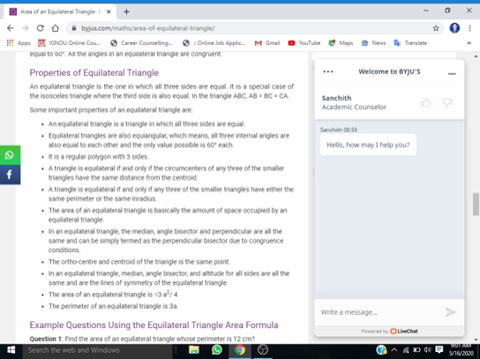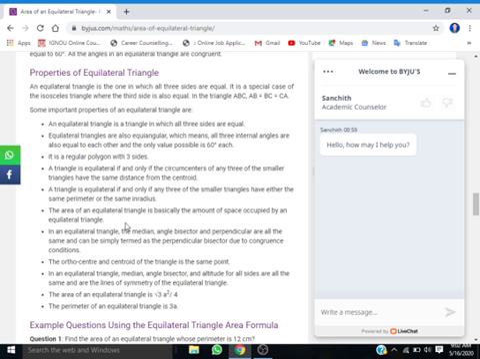And the next property: a triangle is equilateral if and only if the circumcenters of any three of the smaller triangles have the same distances from the centroid. This is the tough part. So regarding centroid and circumcenter, these 2 points we have to discuss properly. Or the next property is a triangle is equilateral if and only if any 3 of the smaller triangles have either the same perimeter or the same inradius.